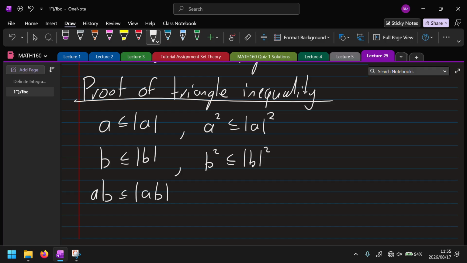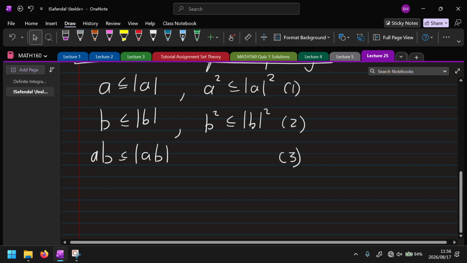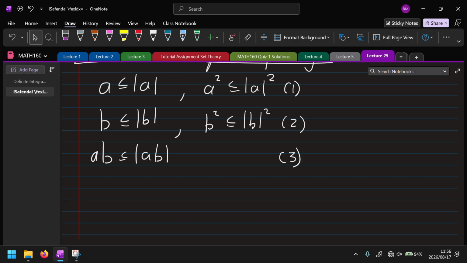So we've got 3 things. We're going to need those. This doesn't come with any proof. Proof by it's obvious, right? Now we're going to consider 2 equations. The first one is the absolute value of a plus the absolute value of b, squared. So we take the absolute values, add them, and square the whole thing.